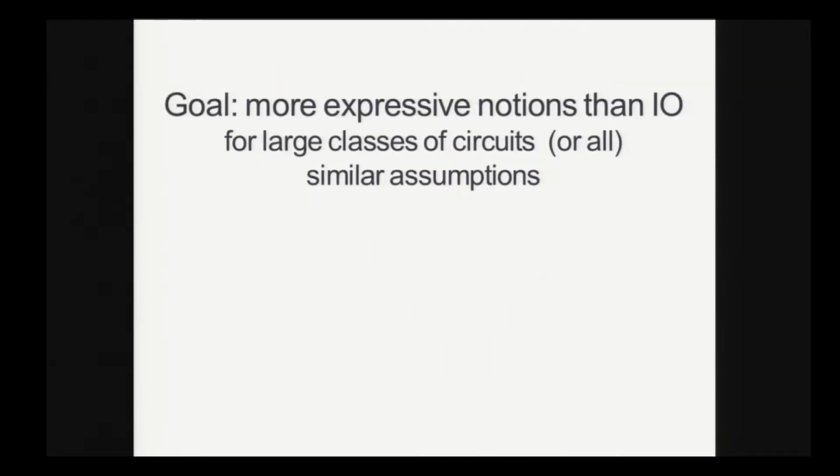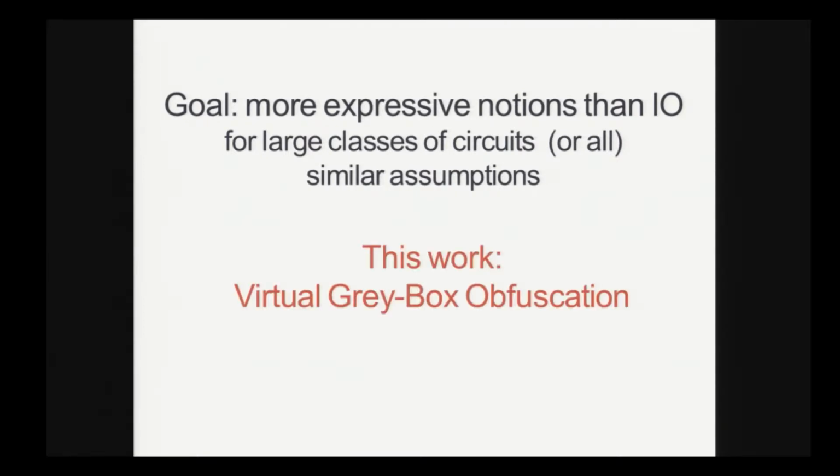So this motivates us to look for more expressive notions than IO, and hopefully try to achieve such notions, if we can, for as large classes of circuits as possible and under similar assumptions. And in this work, we focus on a particular such notion, which is virtual gray box obfuscation, or VGB for short. So let me tell you what VGB is.